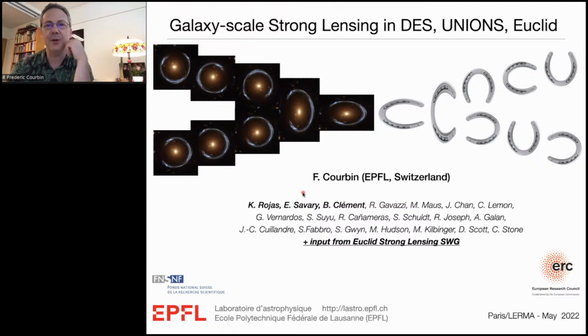And this talk will be more about why lensing first, and then lens finding in DES and in UNIONS, so CFIS originally, and while we were working on CFIS, this became UNIONS. And then ultimately what we want is a lens finding pipeline for Euclid, since I'm deeply involved in the lens finding in Euclid. So this work is really a collection of different works by all these people, plus some input of the Euclid strong lensing science working group.